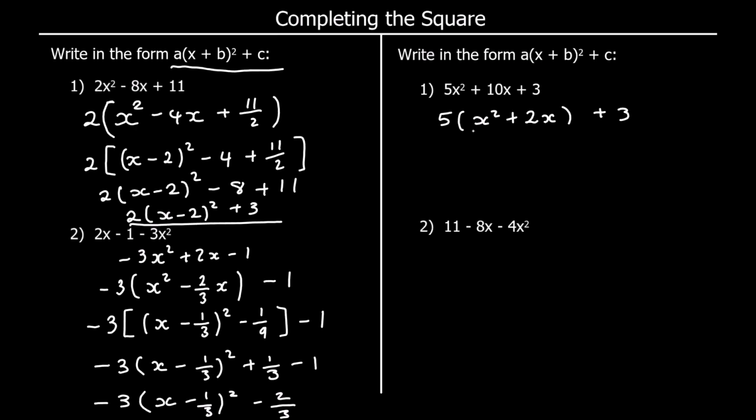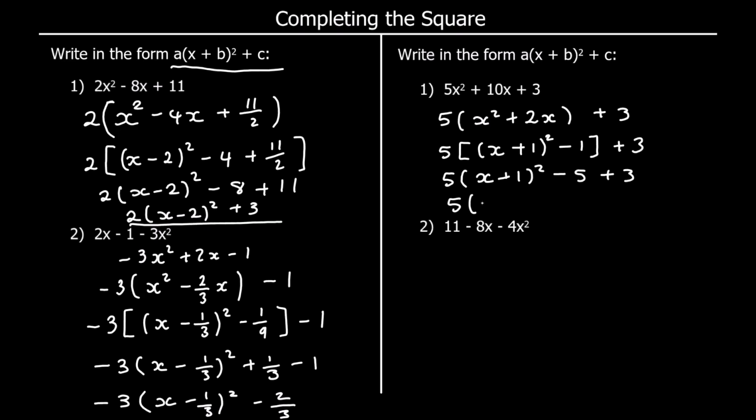I'm now going to complete the square on the bit inside the bracket. So 5, half the b, which would be 1. Take away 1 squared, which is 1. Then expand the 5 into this square bracket. That's 5 times x minus 1 squared minus 5 plus 3. Negative 5 plus 3 is negative 2.